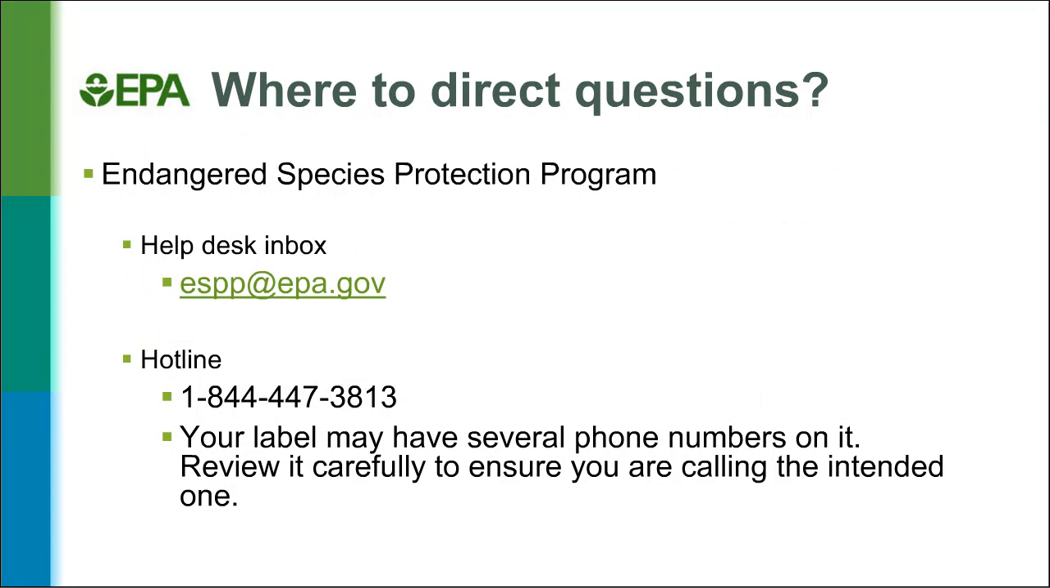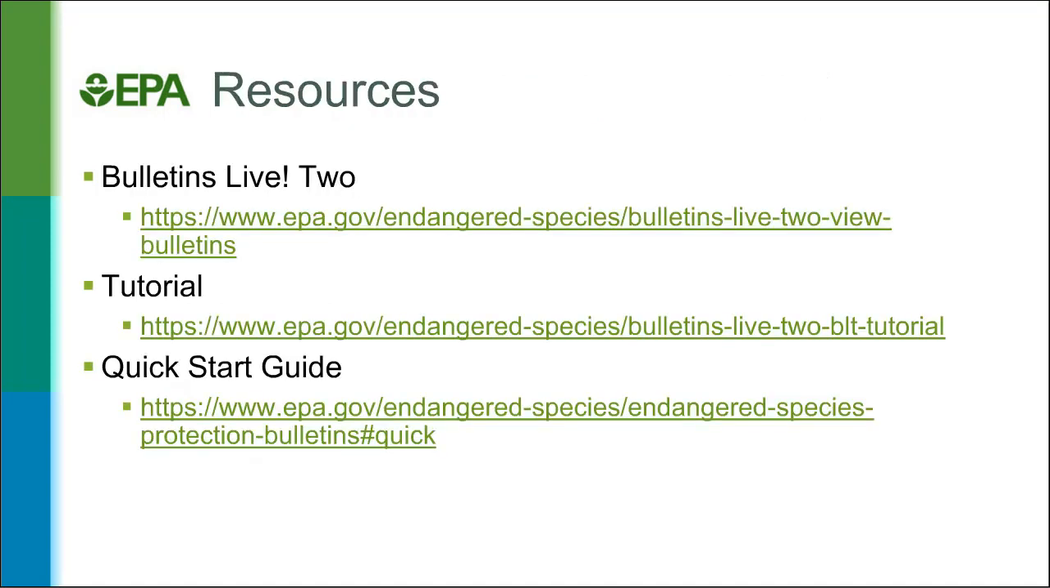Where to direct questions? The Endangered Species Protection Program. You can email the help desk inbox, espp@epa.gov. You can call the hotline at 1-844-447-3813. Keep in mind your label may have several phone numbers on it. Review it carefully to ensure that you are calling the intended one. And I'm the person that answers most of that stuff, so nice to meet you.